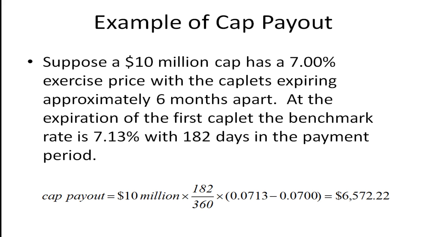So let's look at an example of a cap payout. Suppose a $10 million cap has a 7% exercise price with the caplets expiring approximately six months apart. So again, the idea is to have these expire when the payout is due. At the expiration of the first caplet, the benchmark rate is 7.13% with 182 days in the payment period. Then the cap payout's going to be the notional value, 10 million, times 182 over 360 times 0.0713, the 7.13%, minus the strike price of 0.07, and if you work that out, that works out to $6,572.22.